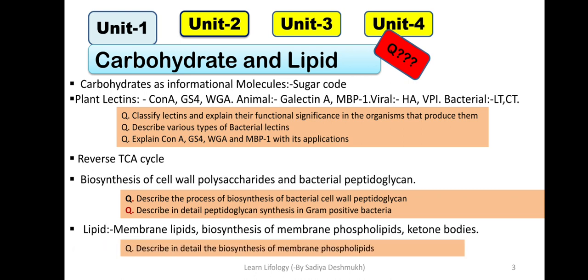Then from the lipid, only a single type of question is asked in a few papers, that is about the biosynthesis of membrane phospholipid. From here you can understand that from carbohydrate and lipid, the very first part of this unit is most important. You have to do that part in great detail.